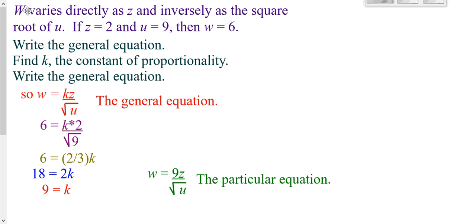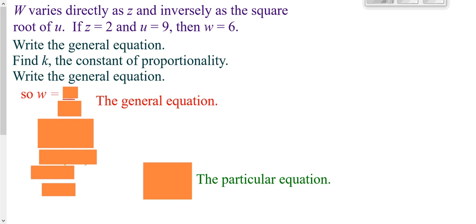So here we have w varies directly as z, but inversely to the square root of u. With that in mind, since w varies directly to z, we'll go w equals. We're always going to put in our constant of variation after the equal sign. Directly to z, that means z is going to be in the top. Inversely means that's going to be in the bottom, and it's the square root of u. So I'll put the square root of u in the bottom. This is my general equation.